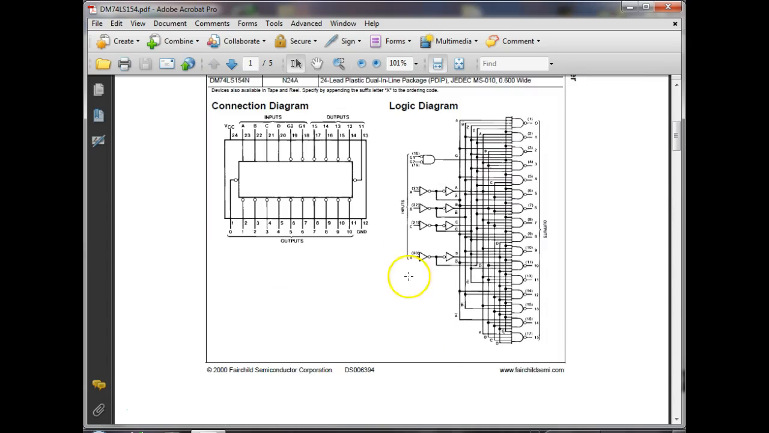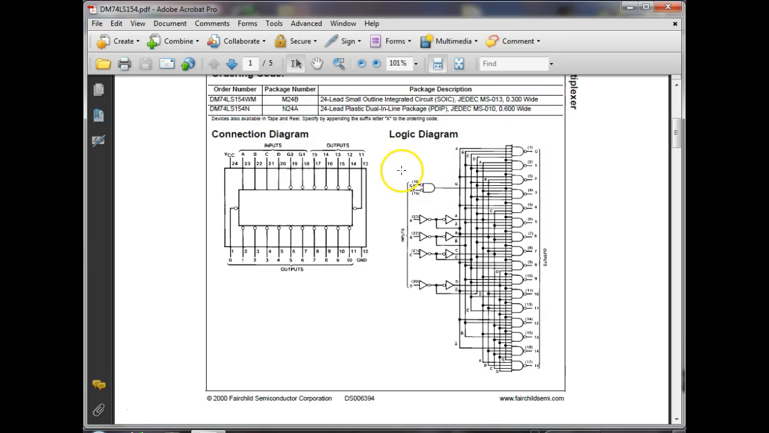So this guy's got 2 enables right here. Before this guy decodes, both of these have to be low. And here's the pin out. Here's G1, G2, they're low active. And then how many outputs does it have? Well, it's got 0 through 15, because it's a 4 to 16 or a binary to hexadecimal decoder.